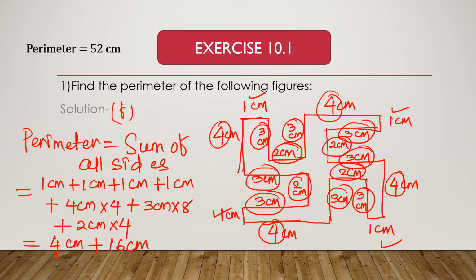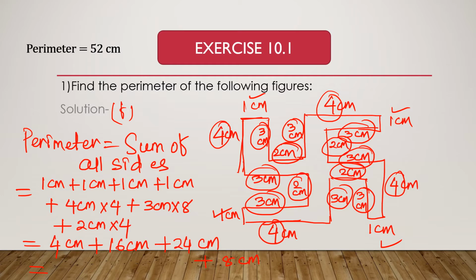How many 4s? 4 sides are having 4 centimeter, so we have to multiply 4 centimeter with 4, that is 16 centimeter. And 8 sides having 3 centimeter, so multiplying 3 centimeter with 8, that is 24 centimeter, then plus 4 sides having 2 centimeter, so 2 centimeter multiplied with 4, that is 8 centimeter.